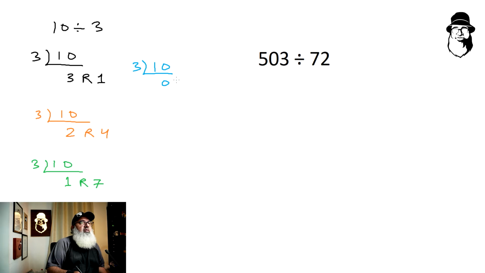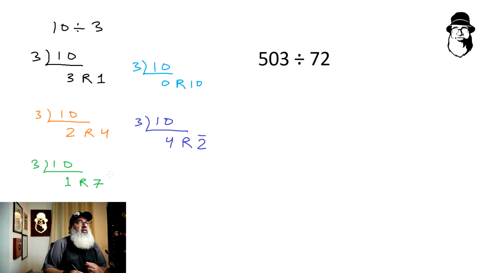3 times 0 is 0, remainder 10, right? But all of these are correct actually. Or let's go a little crazy with that. Let's say 3 times 4 is 12, right? So the remainder, when we do 10 minus 12, is bar 2, right?